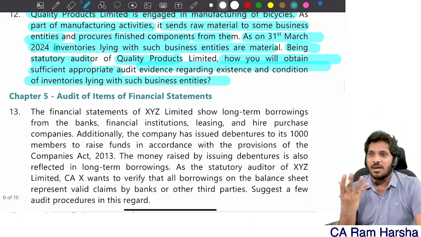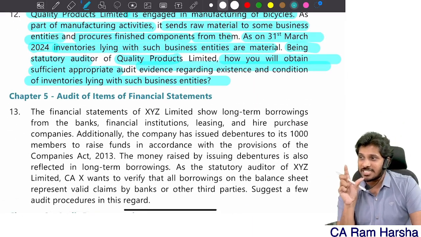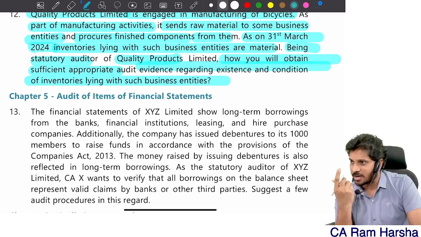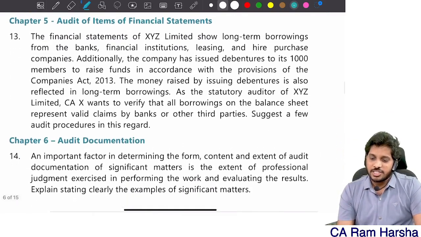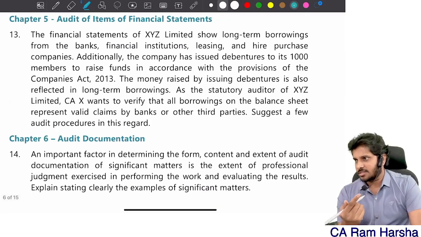It is a direct, straight question. In SA 501, the first element is existence and condition, in the last para. Audit of financial statements. Even in the marathon I have covered this.